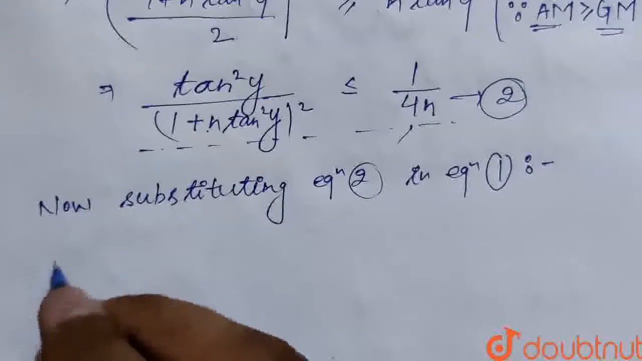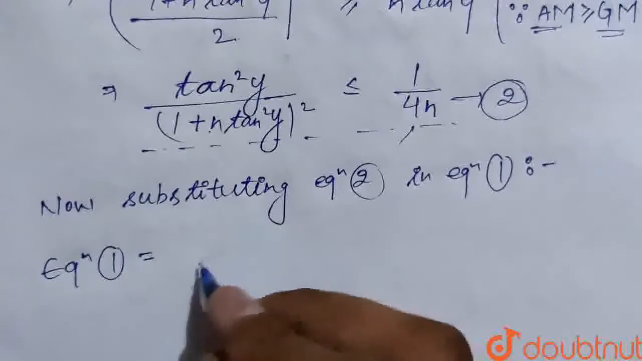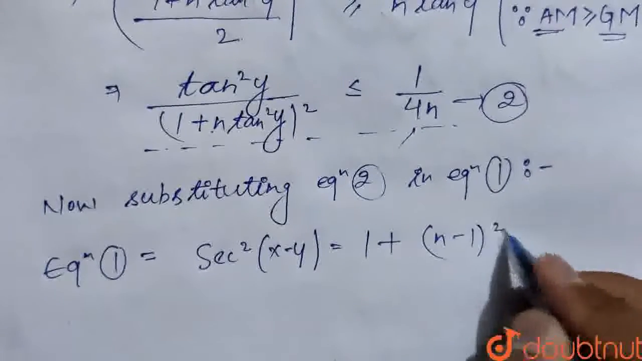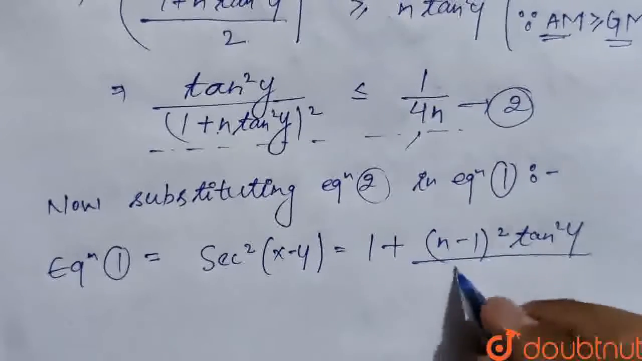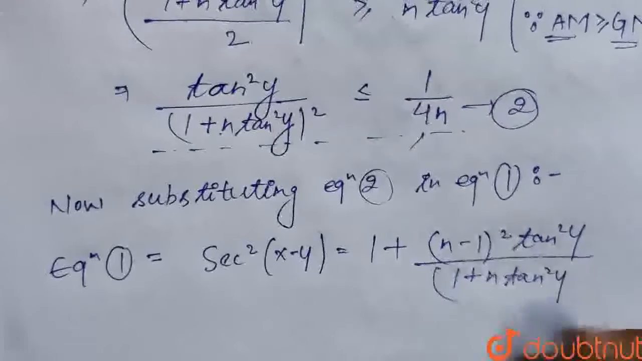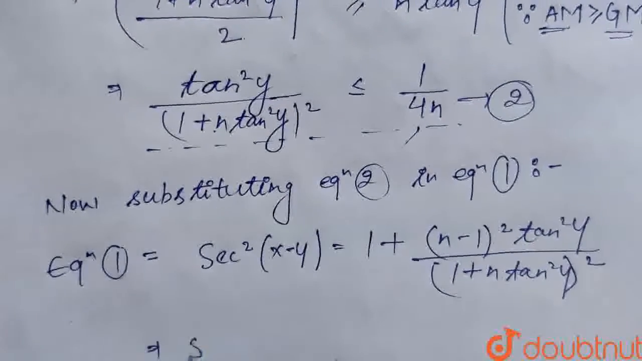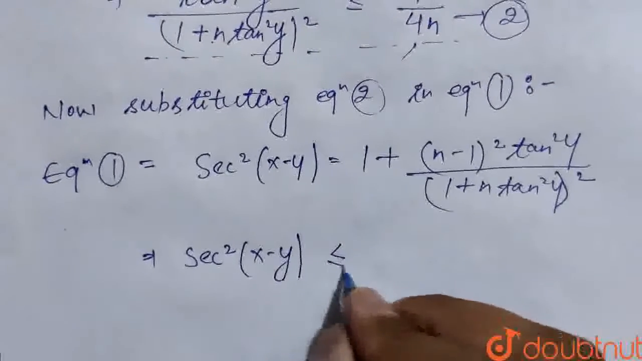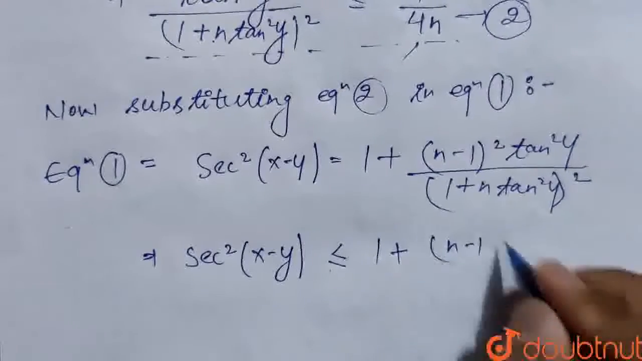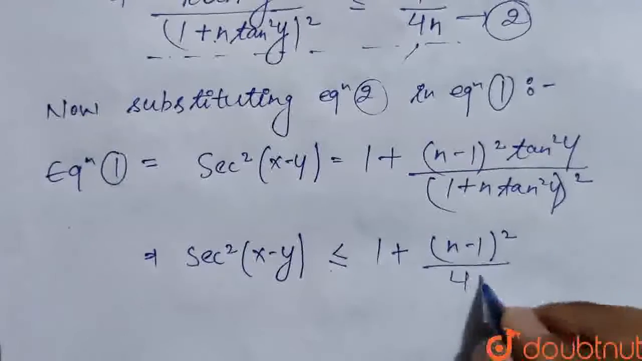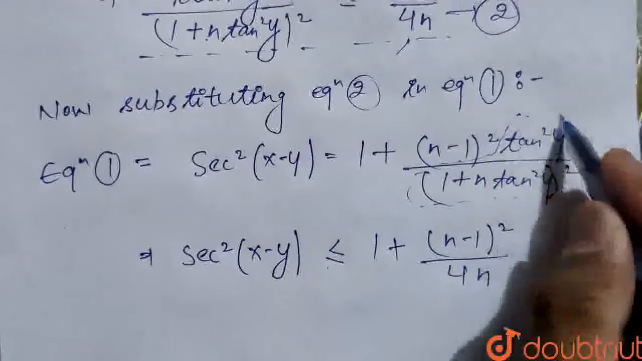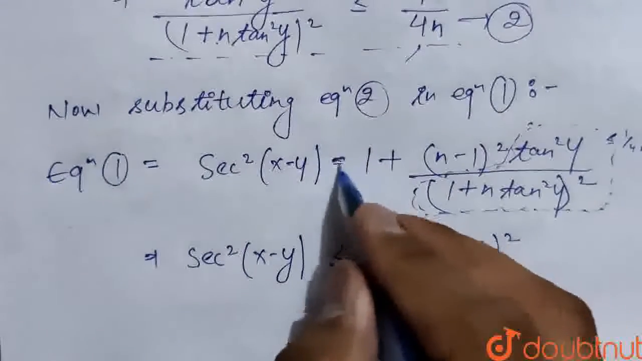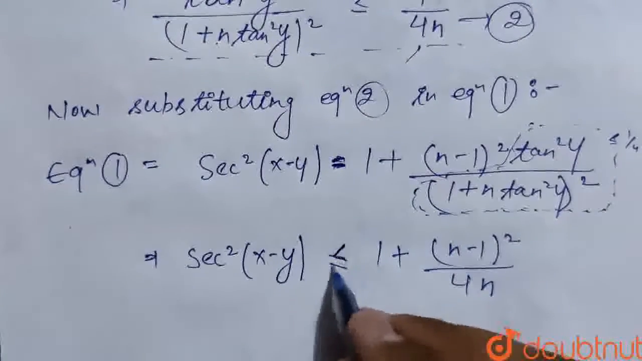So equation 1 is secant square(x minus y) is equal to 1 plus (n minus 1) whole square tan square y divided by (1 plus n tan square y) whole square. This implies that secant square(x minus y) is less than or equal to 1 plus (n minus 1) whole square by 4n, because this term is less than or equal to 1 by 4n. Therefore this equal sign changes to the inequality less than or equal to.